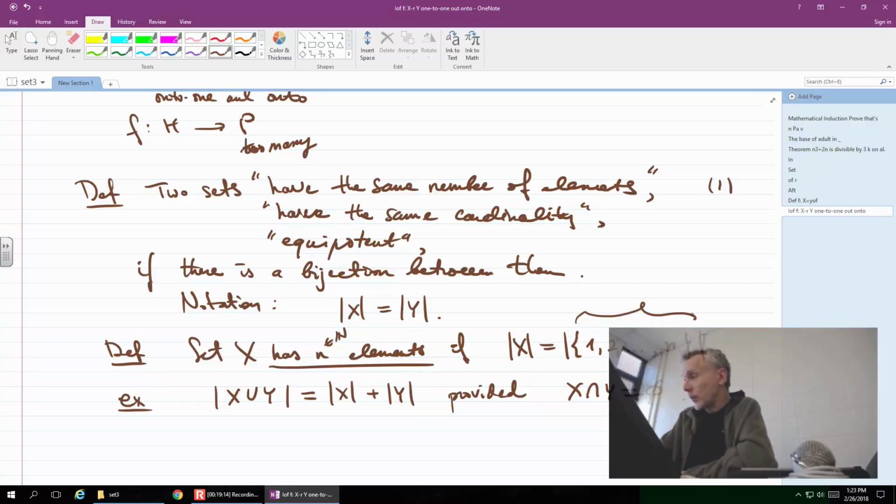But to make it more complicated, what if they might intersect? Then what do we do?